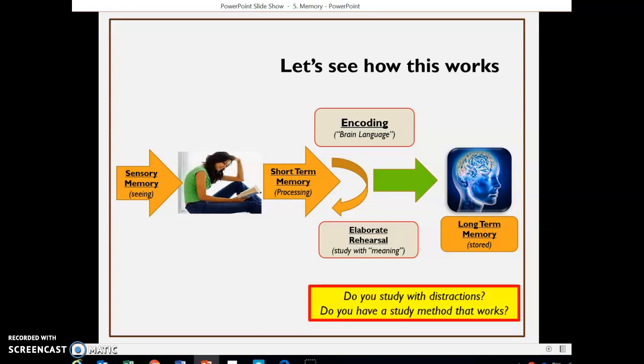All right, so here's a couple of questions for you. Do you study in an area where there are distractions? Remember, your brain doesn't shut off everything. And so we want to make sure that we are distraction-free when we're trying to actually study. And do you have a study method that works for you? Because if we don't, encoding's not going to take place. So no matter how hard you try, you're not going to be able to get that information.